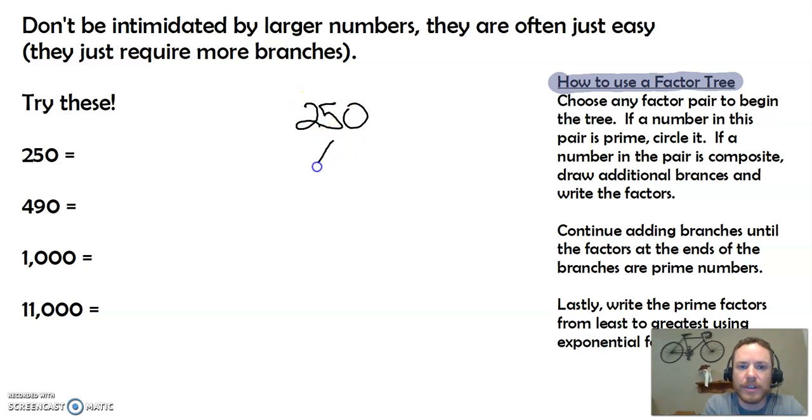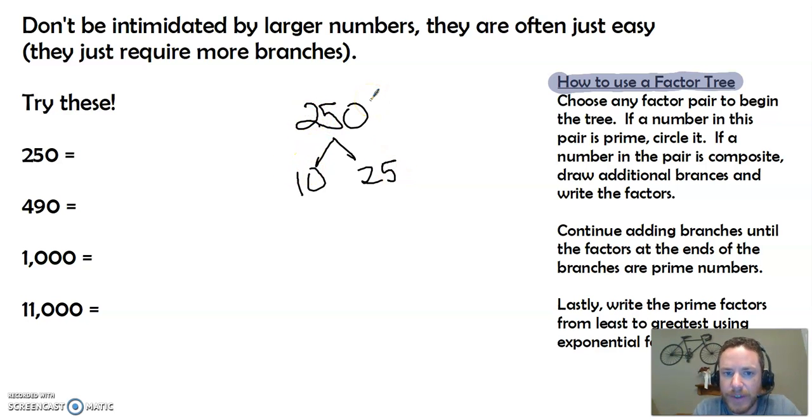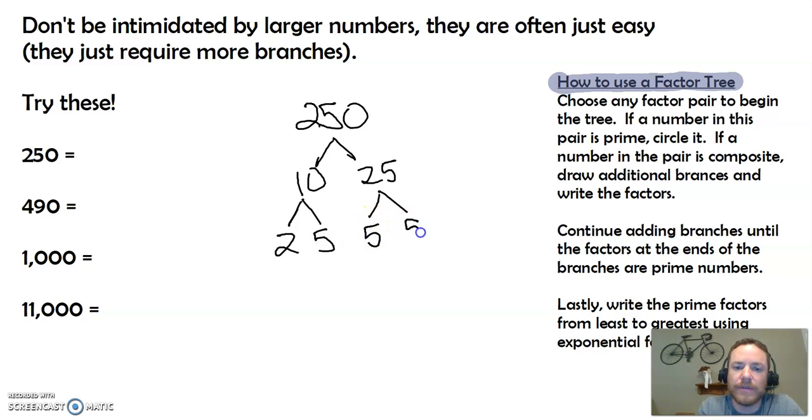And we have to remember some divisibility rules here. For example, numbers that end in 0 are divisible by 10. And so what would 10's partner be? Well, what times 10 makes 250? It's just 25. And that makes sense because if you multiply 25 by 1, you get 25, and then you annex a 0 to the end of it. 25 times 10 is 250. 10 and 25 are both composite numbers, so they need branches. And 10 is made up of 2 times 5. 25 would be made up of 5 times 5.